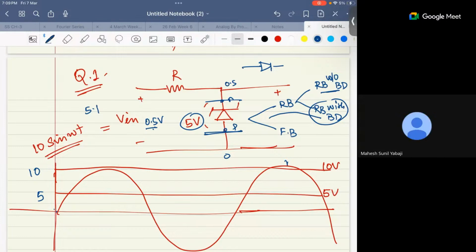Yes, sir. Okay. Now till 0 to 5, it will be the same. It will follow that V input and V output are the same. So V input equals V output.